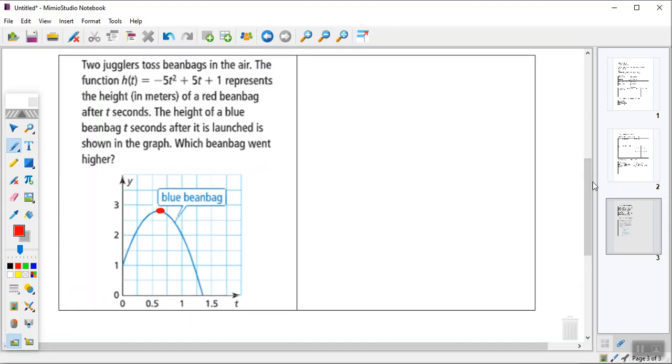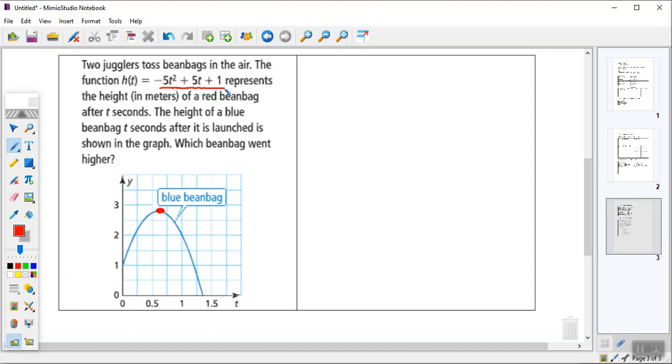Now kids, let's look at this one right here. It said that the function h of t equals negative 5t squared plus 5t plus 1 represents the height in meters of a red beanbag. All right? Well, guys, how in the world am I going to figure out how high this one went?